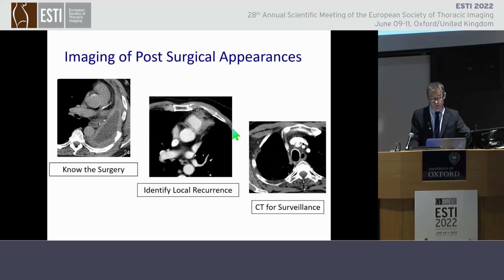And finally, I think you should be performing CT for surveillance of patients who've had lung cancer surgery.